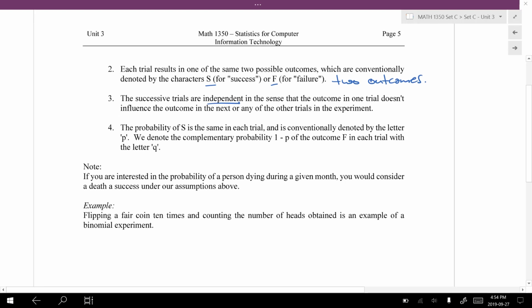And the probability of success, S, which we normally call P, should not change from each trial. Similarly, the probability of failure, F, which we normally denote by Q, should be the same on each trial. P and Q don't have to be the same as each other, they just have to be the same as themselves in each trial. Same probability in all trials.